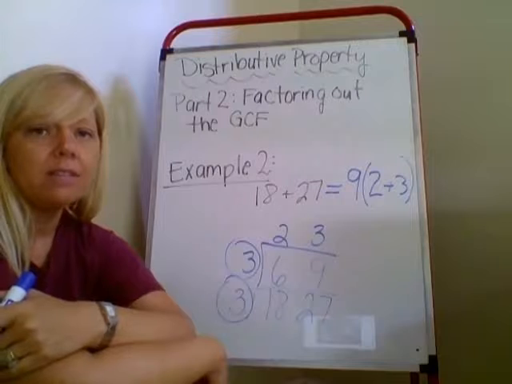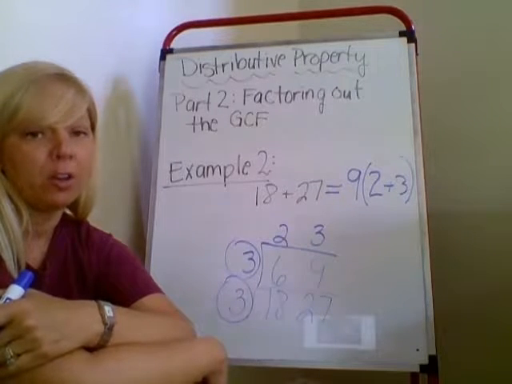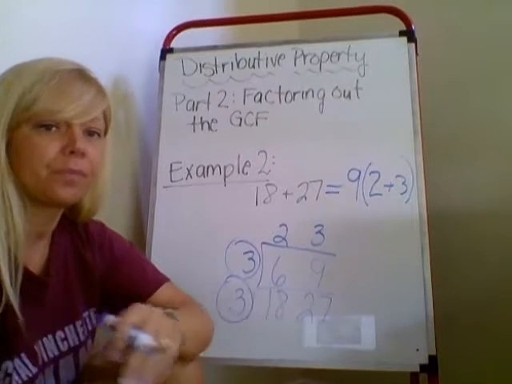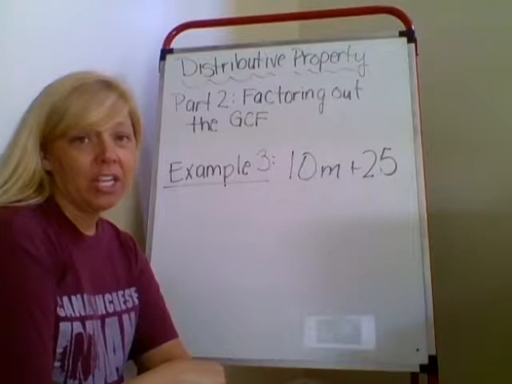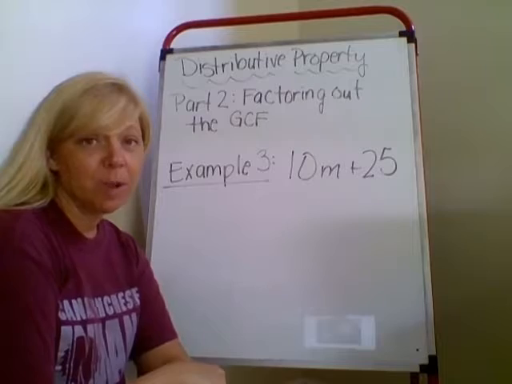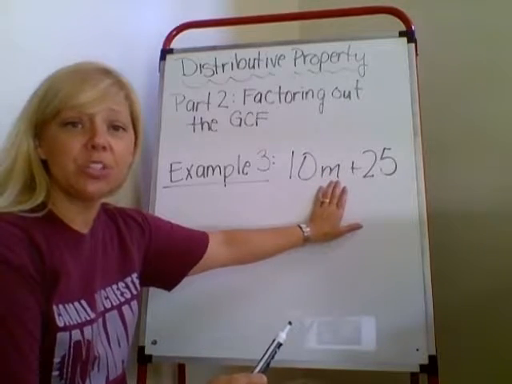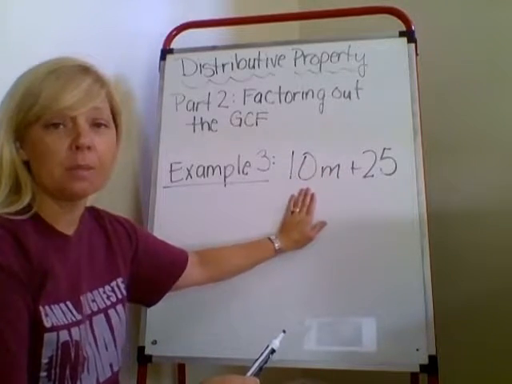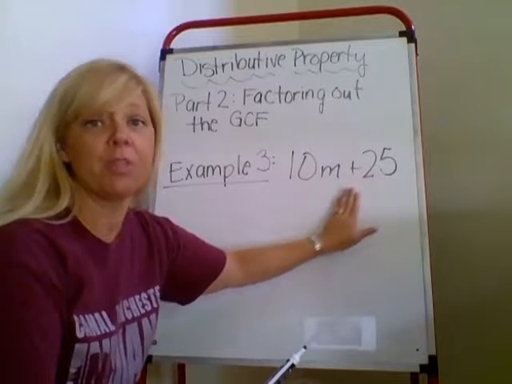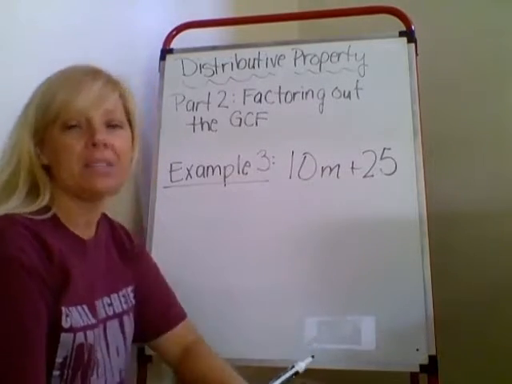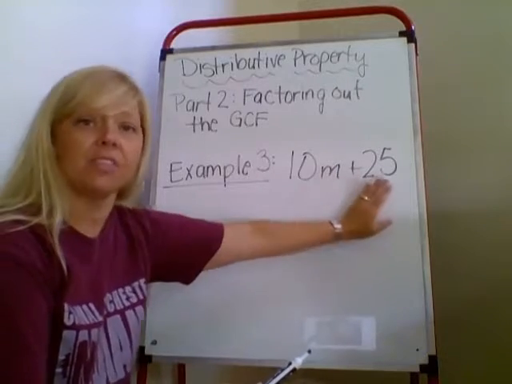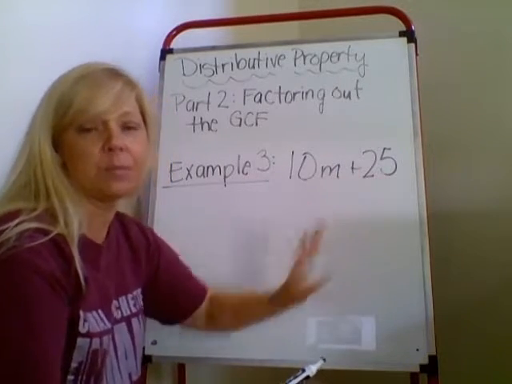Okay, so we're going to move on to our last example that's going to have a variable in it. Here's a prime example of using the distributive property to rewrite an expression. This is the sum of 2 terms. Remember, 10m is a term, 25 is a term. They're being added together. So this is the sum of 2 terms. I can't combine these terms. This has an m. This does not have an m. This is in simplest form.